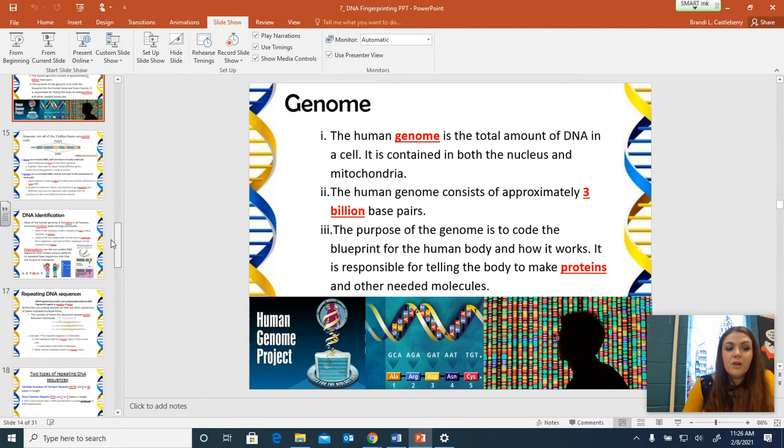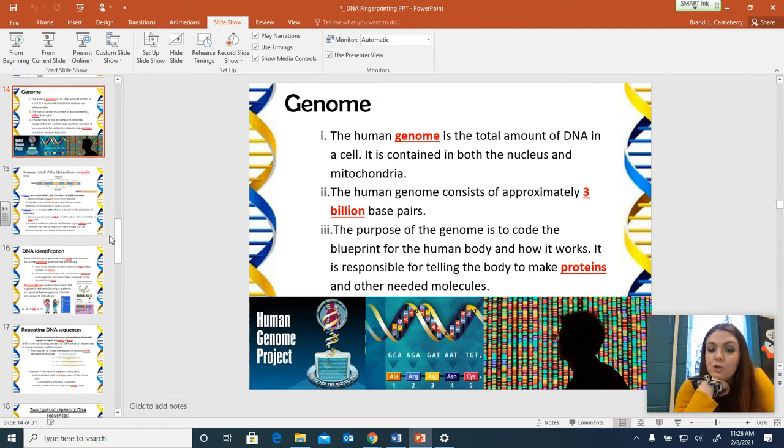Okay, a few more slides. So the human genome is the total amount of DNA in a cell. It is contained in both the nucleus and the mitochondria. The human genome consists of 3 billion base pairs, so there's like a whole bunch of combinations of genes. The purpose of the genome is to code the blueprint for the human body and how it works. It is responsible for telling the body to make proteins and other needed molecules, so it's a code.